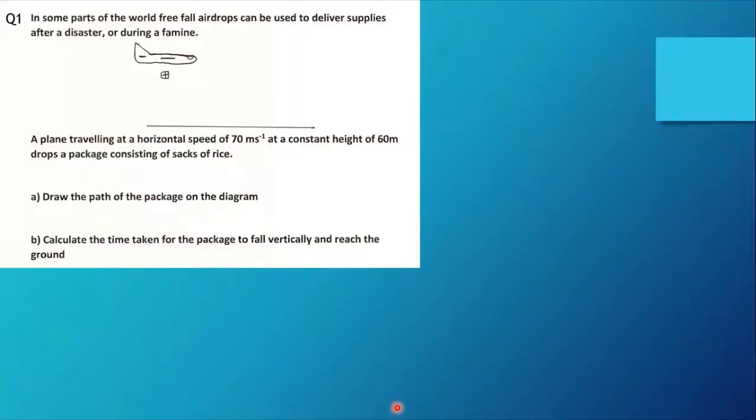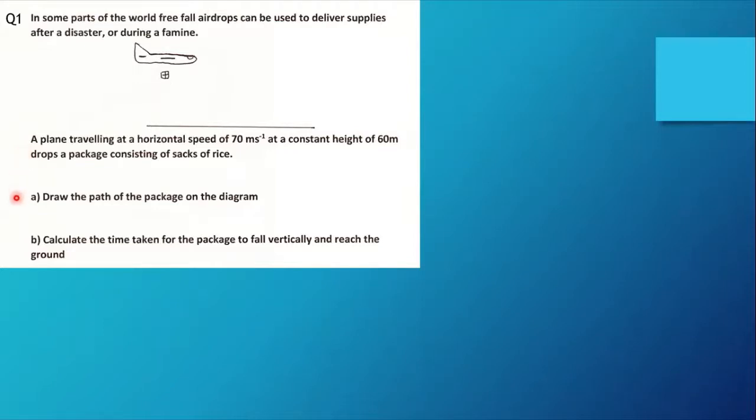Let's look at a few questions. Question 1 here. And just before we start, let me remind you that we ignore air resistance. So we've got an aeroplane being used to deliver supplies after a disaster, perhaps a famine. The plane is traveling at a horizontal speed of 70 meters per second at a constant height of 60 meters above the ground and dropping a package consisting of sacks of rice.